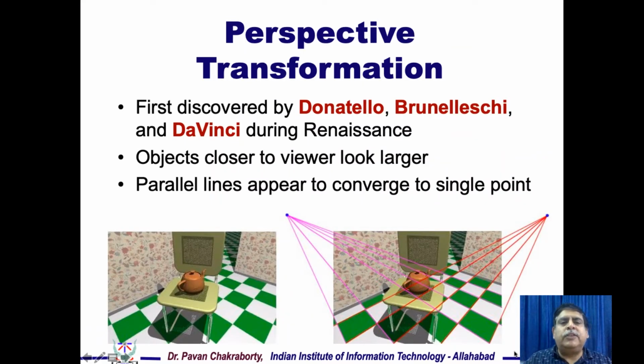Now, perspective transformation was first discovered by Donatello, Brunelleschi and Da Vinci during the Renaissance. Objects closer to the viewer look larger. Parallel lines appear to converge to a single point, as we see in this figure given here. In this figure, we see that there are two vanishing points.